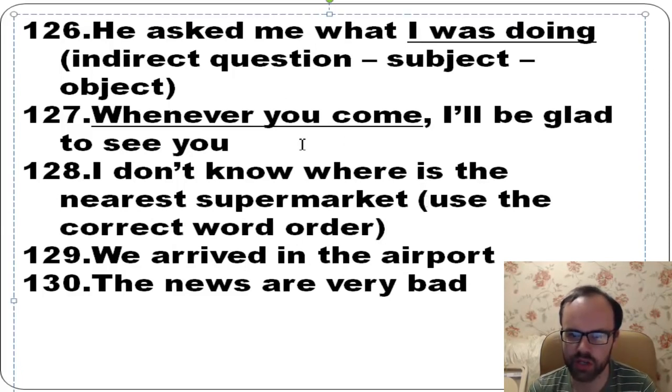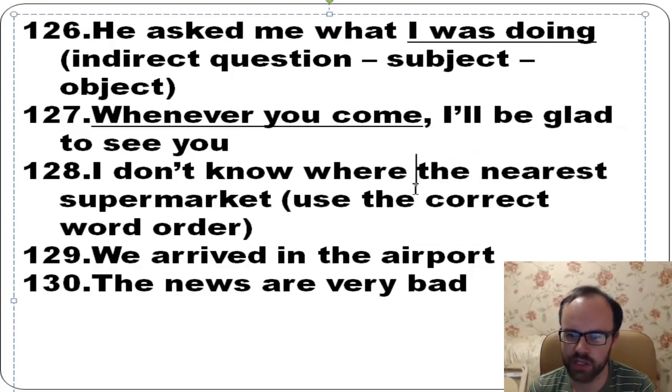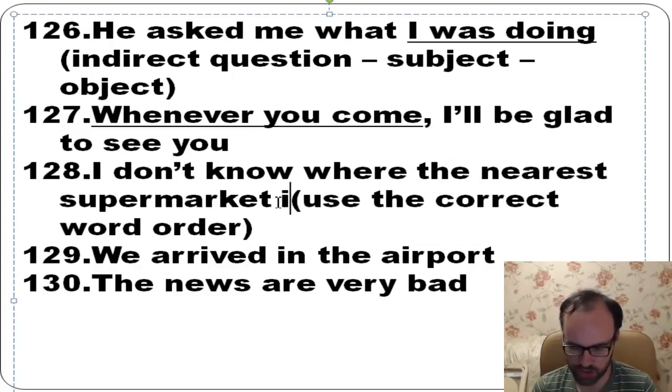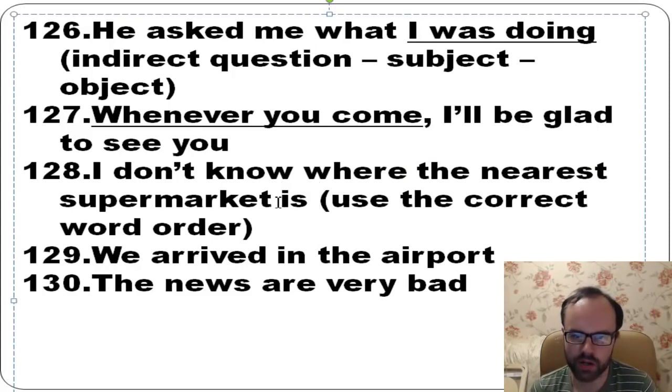So, subject and object. Do you know where the nearest supermarket is? It's a subject, and object is. I don't know where the nearest supermarket is.